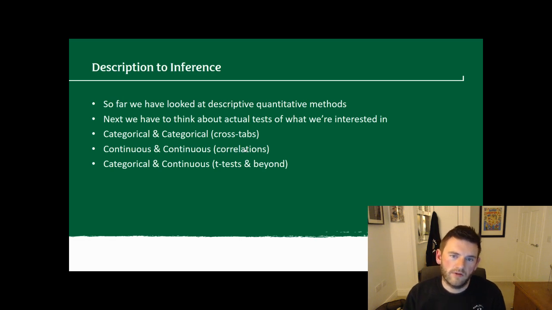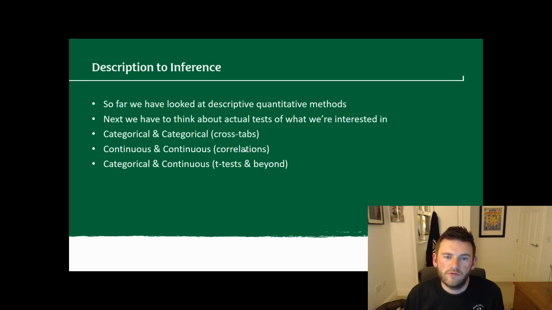Next we have to think about the actual tests of what we're interested in. We have three different kinds of options available to us, and we're going to look at these over the next three presentations. Then there's a final presentation which considers going beyond some of these, the t-test, categorical, continuous in the last bullet point there, into some slightly more complex things as well.